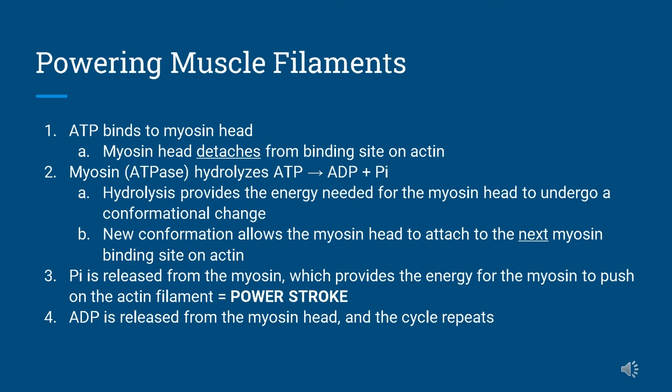This hydrolysis provides the energy needed for the myosin head to undergo a conformational change. The new conformation of the myosin head is able to bind to the next myosin binding site on actin. Finally, to move the actin in an opposing direction to the myosin, the power stroke must occur. The release of the inorganic phosphate from myosin provides the energy required for the power stroke. ADP is then released from the myosin head, and this cycle for muscle contraction will then repeat.